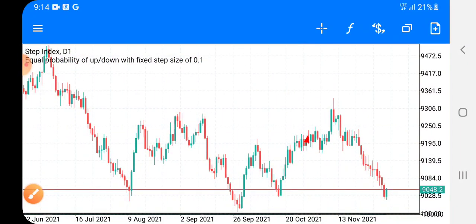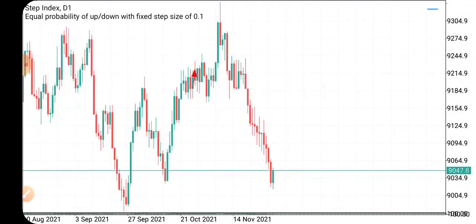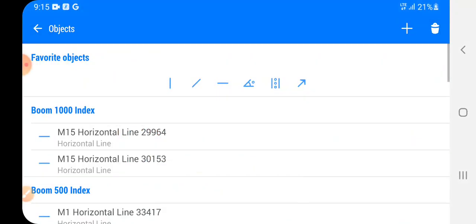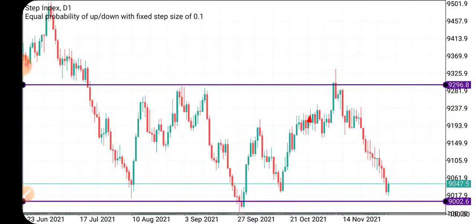Now, first of all, I am on the daily time frame, and from here you can see that the price is kind of ranging between this resistance here, and we put in our support. The price is ranging between these two lines. You can see the movement of the price so far.